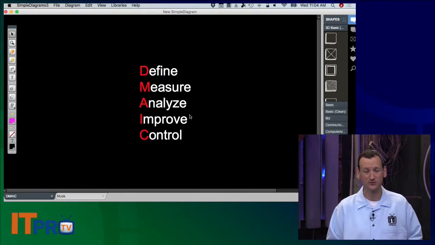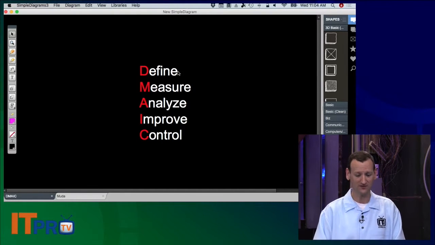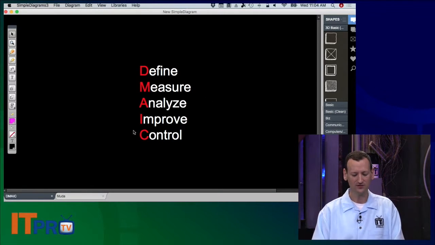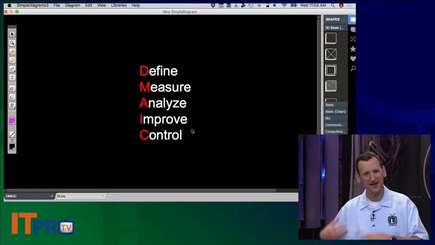We analyze the data we got to see, does it match what we defined in the beginning, right? This is basically plan, do, check, act, right? The act part, though, becomes improve. Can we make it better, all right?